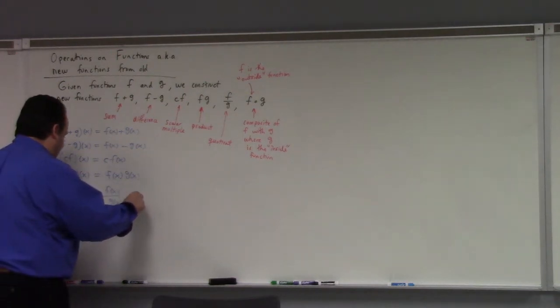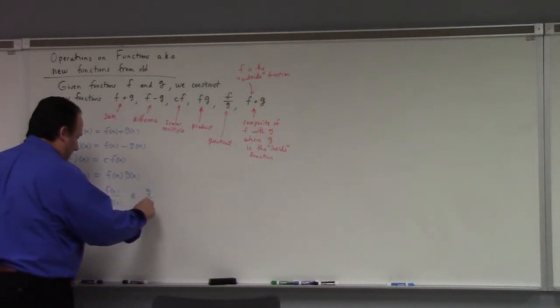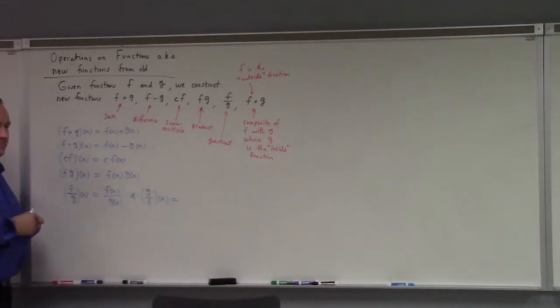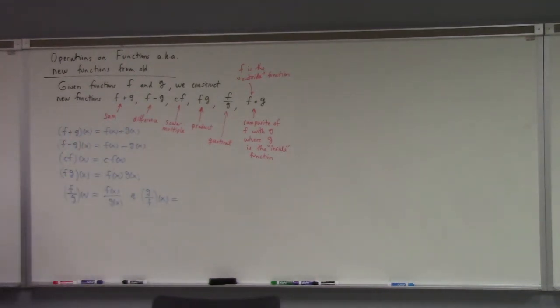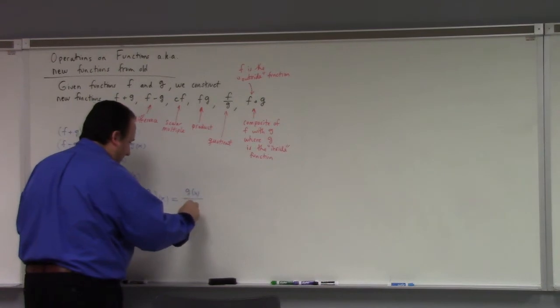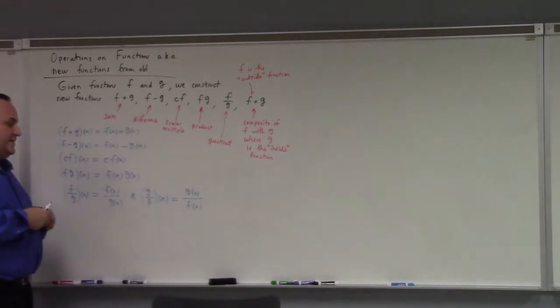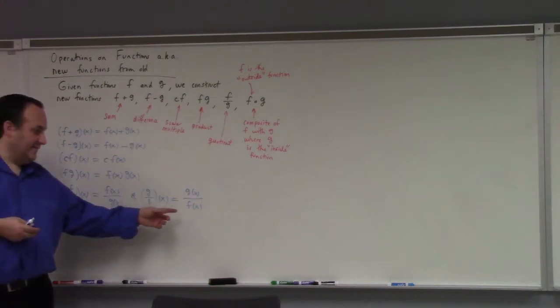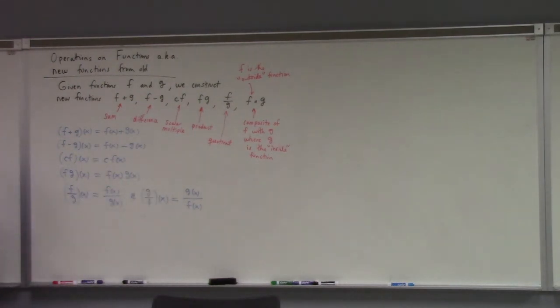What if I said g over f of x? What would you tell me? What's that defined to be? G of x divided by f of x, right? So these two come with strings attached, right? In order for these to make sense, what do we need? We need g of x to be non-zero, right? And over here, we need f of x to be non-zero. That's true, all right?